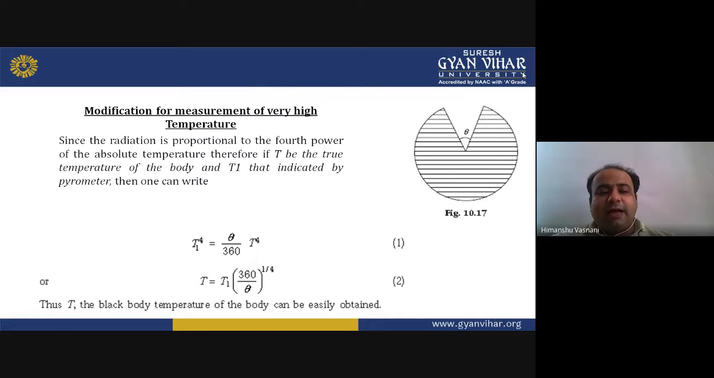then we can write that T1 raised to the power 4 is equal to theta upon 360 into T raised to the power 4. Here capital T is the true temperature of the body and capital T1 is that indicated by the pyrometer. So capital T is equal to T1 into (360 by theta) whole raised to the power 1 upon 4. The black body temperature of the body can be easily obtained by this formula.